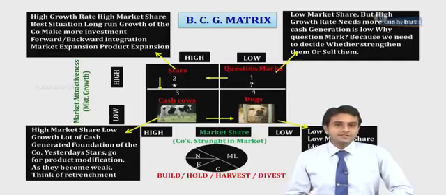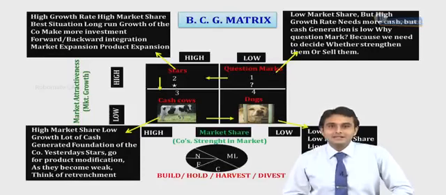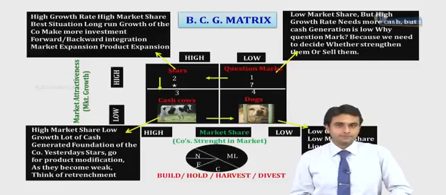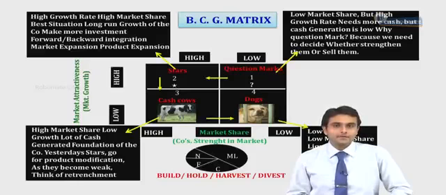Now, in this concept, the x-axis represents the market share of the product, and the y-axis represents the market growth. So, from left to right on the x-axis, we jot down high to low, and on the y-axis from bottom to top, it is low to high.